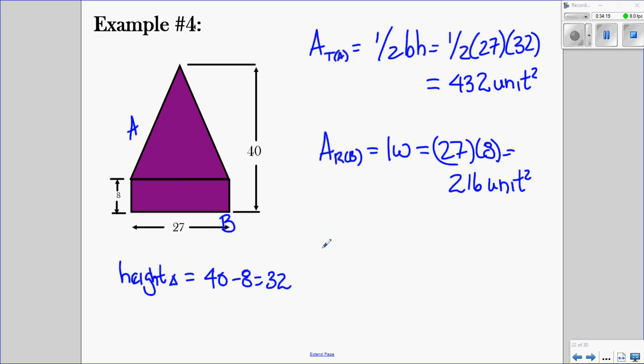So now you're going to add the total. So you're going to have 432 plus 216, and then you should get 648 square units.